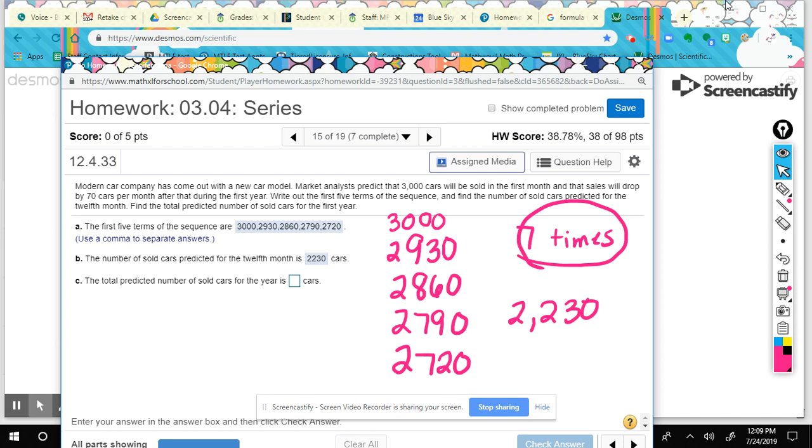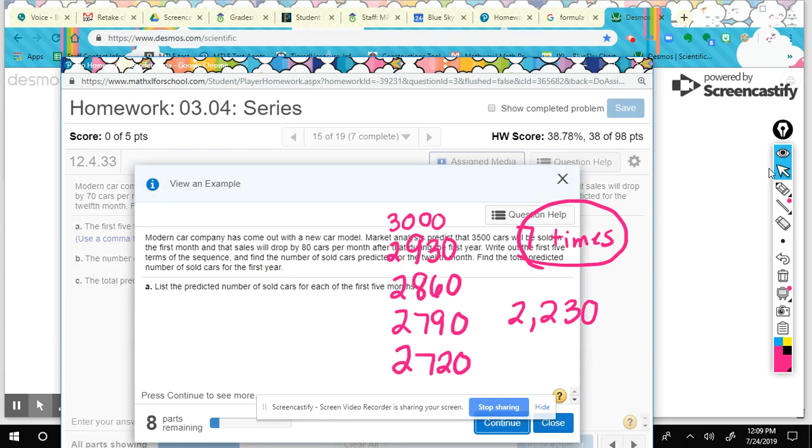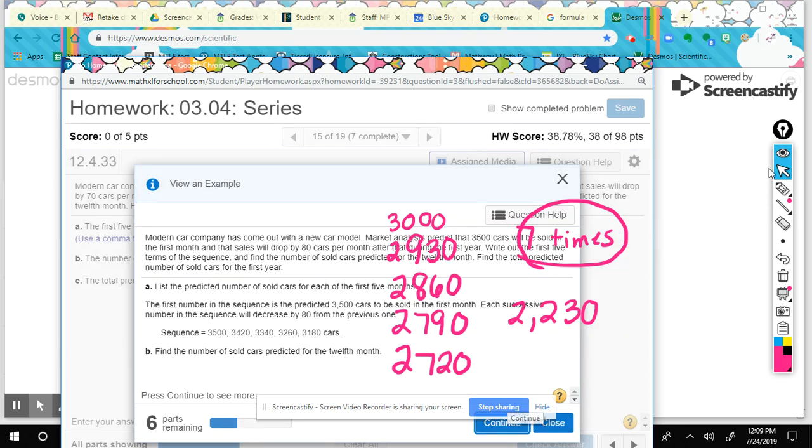Okay, the total predicted number of sold cars for the year. So now they want the sum of the series. And remember, that's that formula. I forgot what that is. So I've got to look up the formula again. Silly me. We keep writing it out. So I'm going to go to question help and view an example. I just need the formula. Continue, continue, continue.